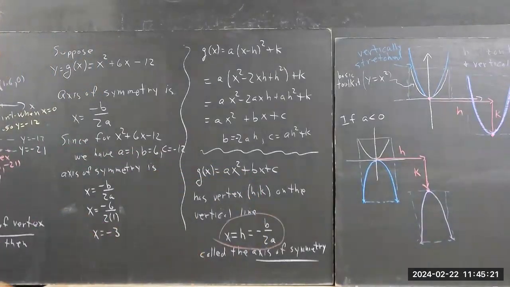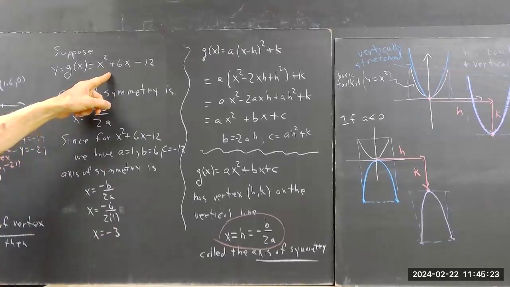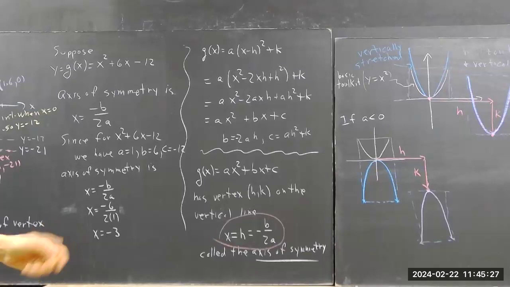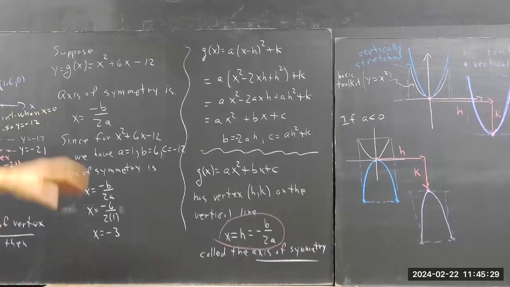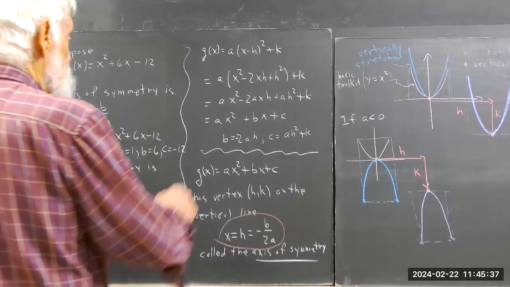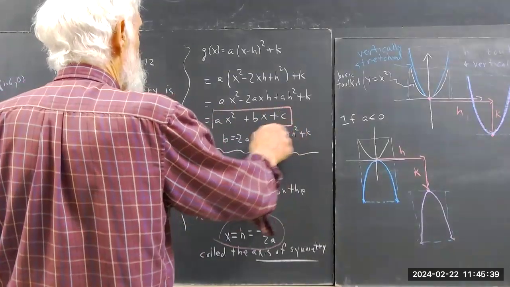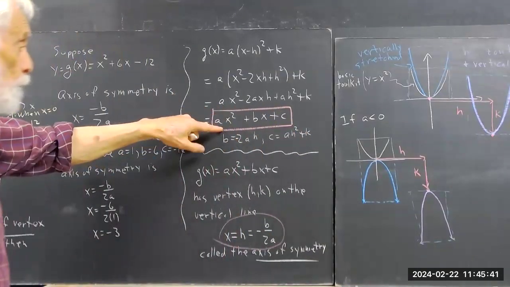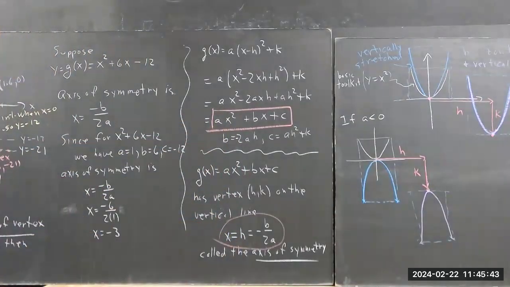That's the axis of symmetry. So I'll give you this function. Here's a quadratic function. I should know that a quadratic expression is like ax squared plus bx plus c. I'll emphasize that. So when your function has this form, this is your axis of symmetry.